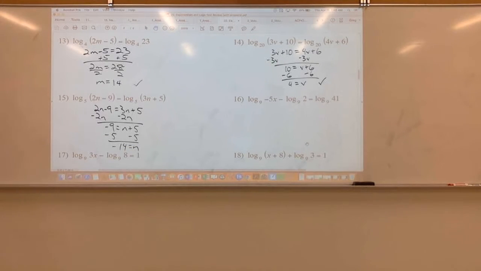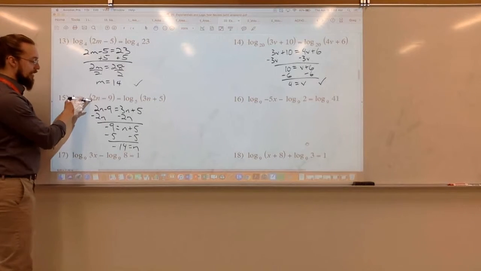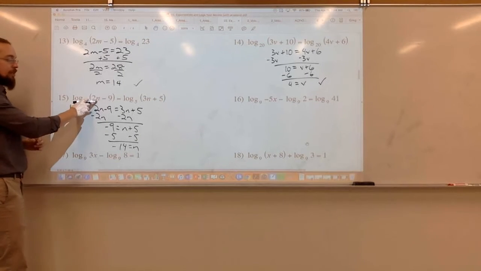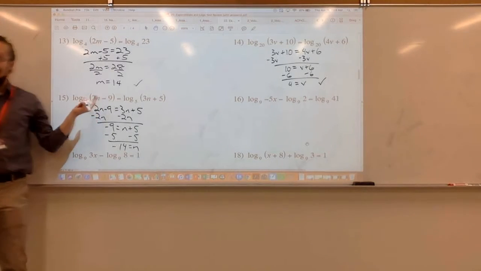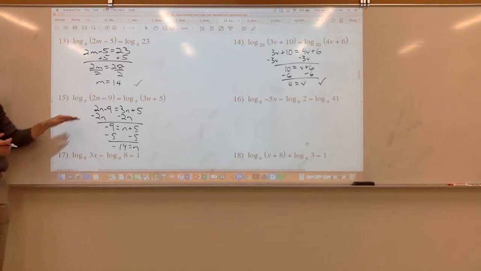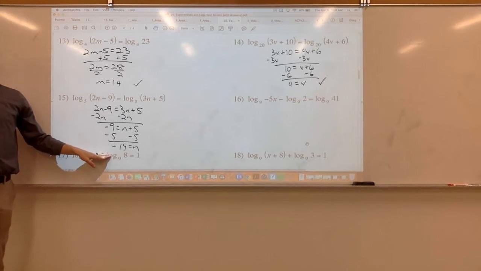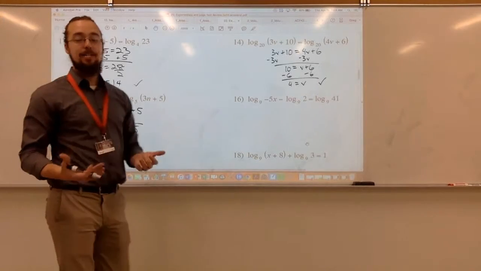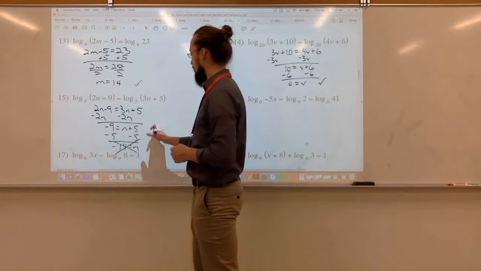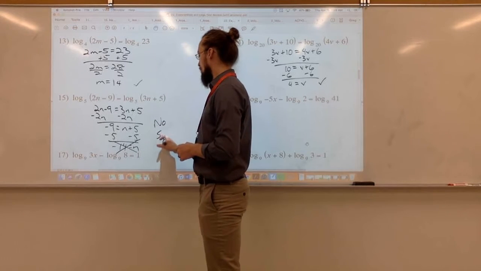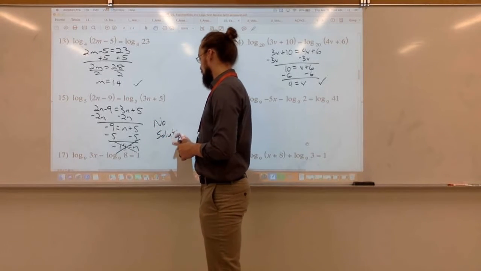So, let's check it, plug it back in. If I plug negative 14 in here, 2 times negative 14 is negative 28. Negative 28 minus 9 gets me negative 37. That's no good. Right, we get a negative number inside the log. So we did all of this correctly, but what we found was an extraneous solution. Negative 14 does not actually work. So for this problem, there are no solutions.